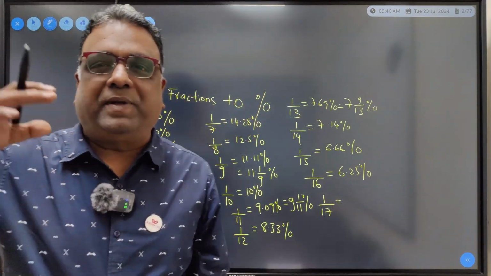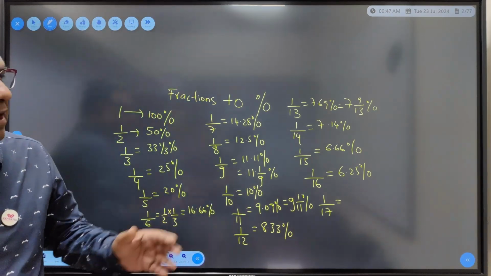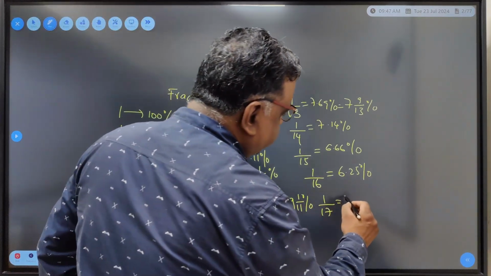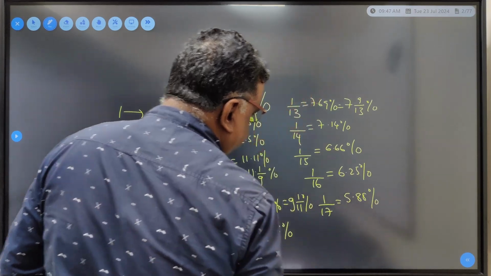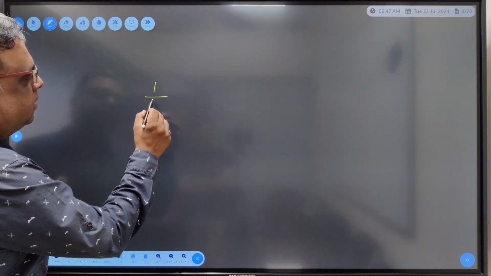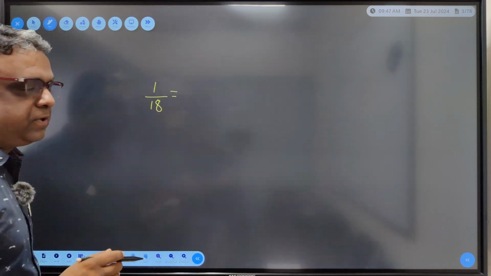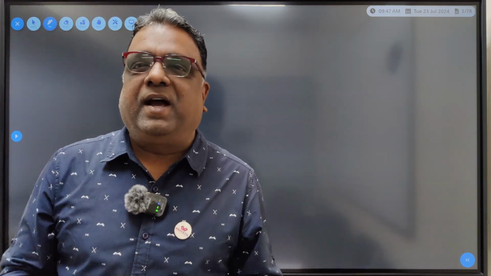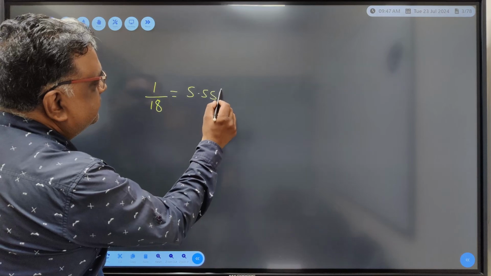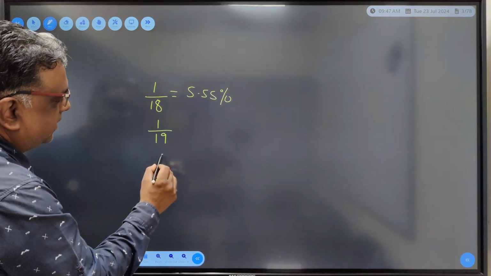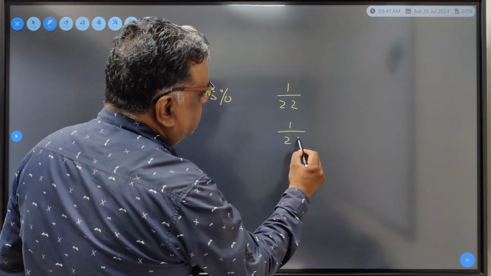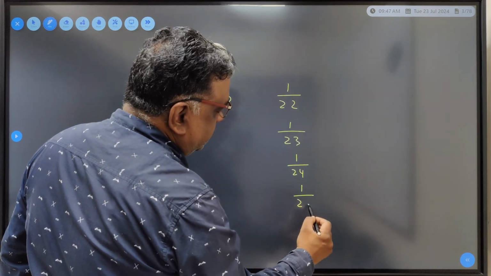Similarly, we need to go at least till 1 by 25, and we need to understand all the fractions, how they can be converted into percentages. So 1 by 17 is going to be 5.88%. Right? So we move ahead. How much would be 1 by 18? 1 by 18 is half of 1 by 9. 1 by 9 is how much? 11.11. So 1 by 18 would be 5.55%. Correct? So we know 1 by 19, 1 by 20, 1 by 21. We'll just first write all the things. 1 by 22, 1 by 23, 1 by 24, 1 by 25.